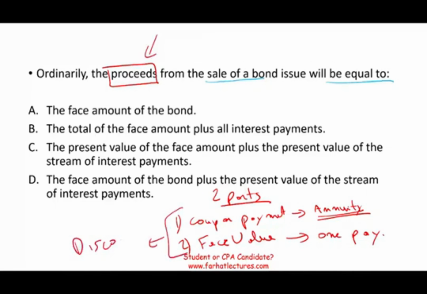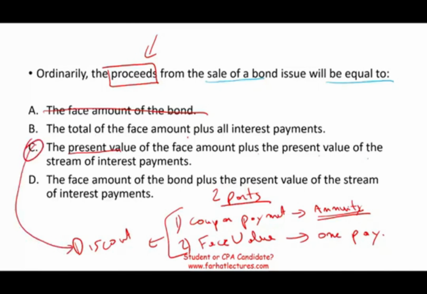You have to discount. So is it equal to the face amount? No, it doesn't equal the face amount. Is it equal to the total of the face amount plus all interest payments? No, you don't get all the interest payments. The present value of the face amount plus the present value of the stream of payments, yes, you discount them.